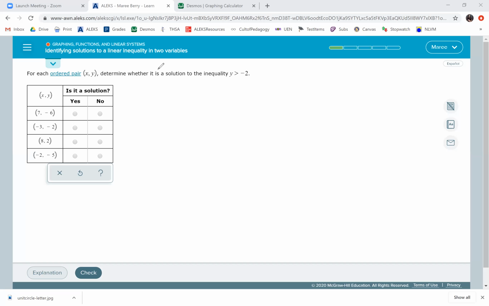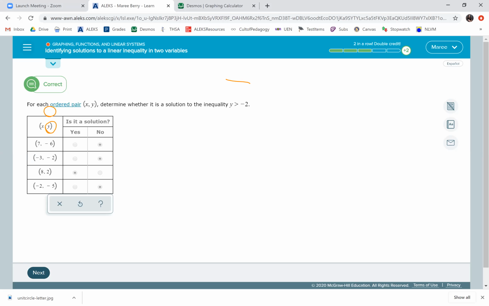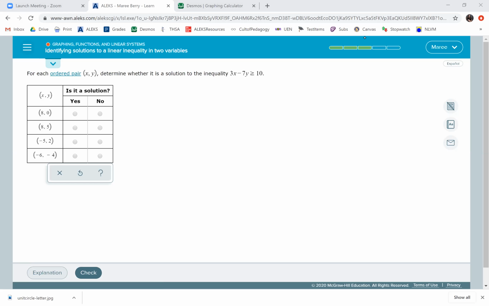Okay, this one, it doesn't matter what x is. So when you see something like that, you only look at the y. So this one says, is -6 greater than -2? And the answer is no. And then it says, is -2 greater than -2? No. How about 2? Is that greater than -2? Yes. And how about -5? No. I like those ones because you only have to look at one of the numbers. You don't have to look at the other one. So don't let that confuse you. If it only has one variable, not a big deal.